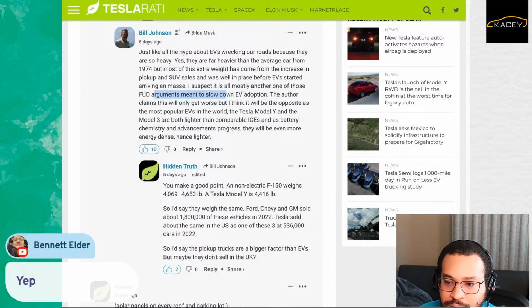The author claims it'll only get worse, but I think it'll be the opposite, as the most popular EVs in the world, the Tesla Model Y and Model 3, are both lighter than comparable ICE models, and as battery chemistry advancements progress, they'll get even more energy dense, hence lighter.